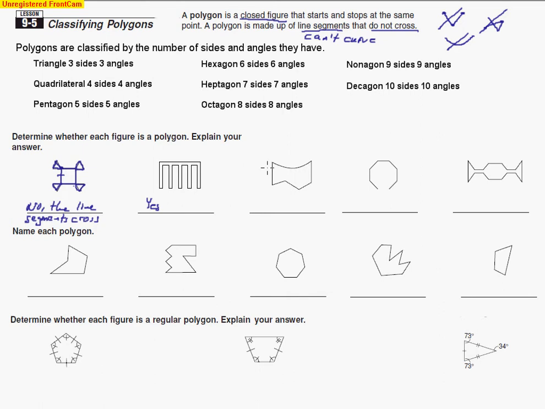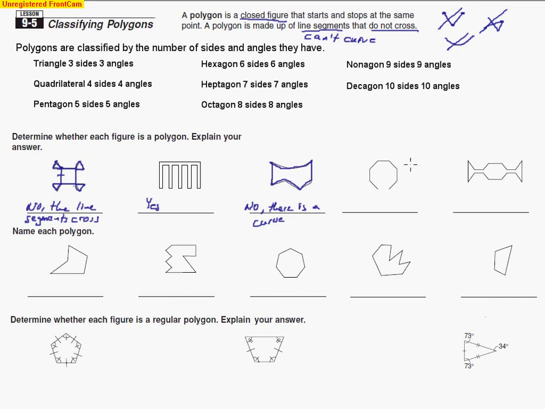What makes this one not a polygon? It's not, because if you watch when I go around it, I have line segments here, but then right here, notice that I do not have a line segment here. This is a curve, and so I would say no, and the reason would be the polygon has a curve in it. You can't have a curve being a line segment, and so that's why it's not a polygon.